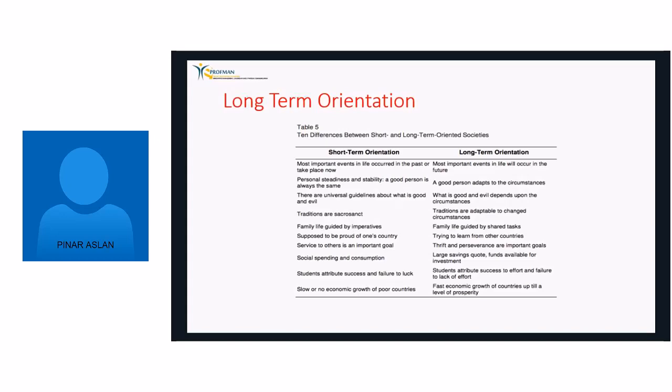So you see, in short-term, it is past and now, it's the current situation. But in long-term orientation, you consider the future, and actually your main consideration is the future. And in short-term orientation cultures, steadfastness and stability matter, a good person is always the same. In long-term orientation, a good person adapts to the circumstances. So you can change as long as you're good. You don't have to be the same all the time. In short-term orientation, there are universal guidelines about what is good and evil. In long-term orientation, what is good and evil depends upon the circumstances.